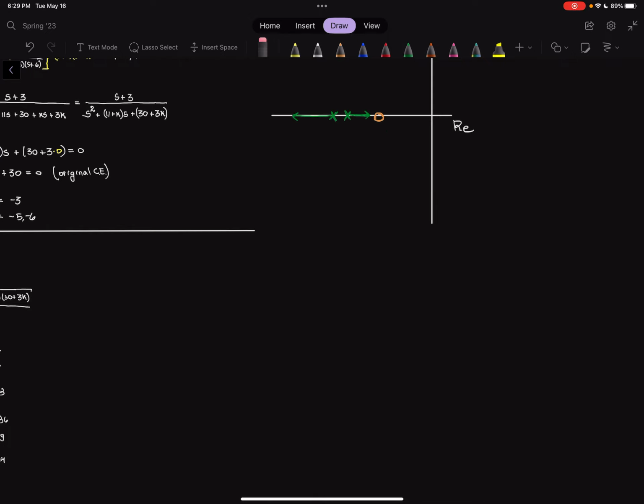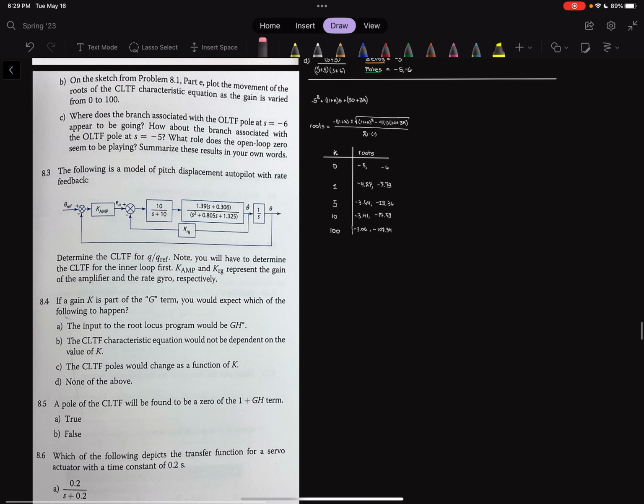This makes sense because if you look at the book, the rule is that you will have a branch when you're to the left of an odd number of zeros and poles. There's 1 zero here, that's an odd number, and then there's 1, 2, 3 here, and that's an odd number. In the middle here, there's 2, so we don't have anything. Okay, so that's what they're saying.